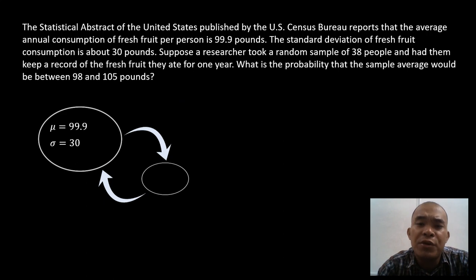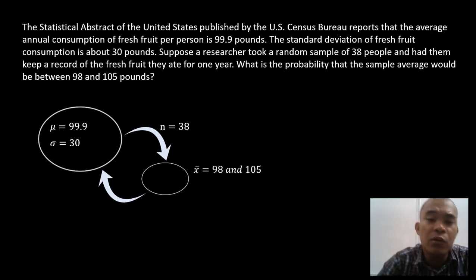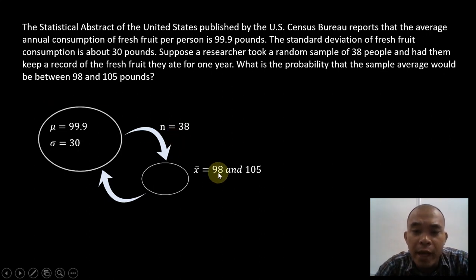And then suppose a researcher took a sample of 38. So that's the sample size, 38, and had them keep a record of the fresh fruit they ate for 1 year. What is the probability that the sample average would be between? In this case, the difference here is we're going to get the probability between two values now. So in this case, we have two x bars. We have the low, the 98 here. This is our x bar low, our mean low, and we will have this one as our mean high.